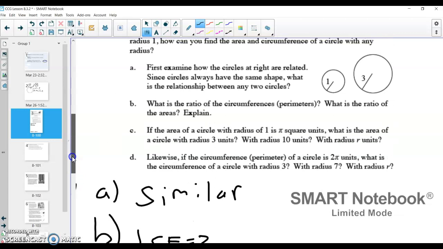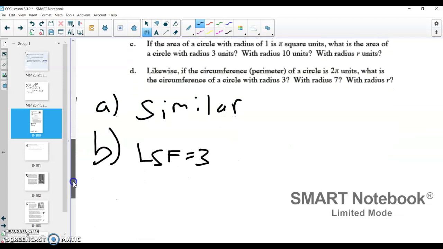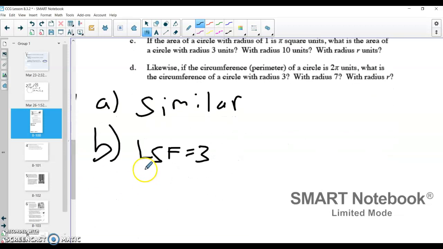All right. Once we know the linear scale factor, we know that the area scale factor is just the linear one squared. And so our area scale factor, or our ratio of our areas, is going to be the linear scale factor squared. So my area scale factor is 3 squared, and that's going to be 9.